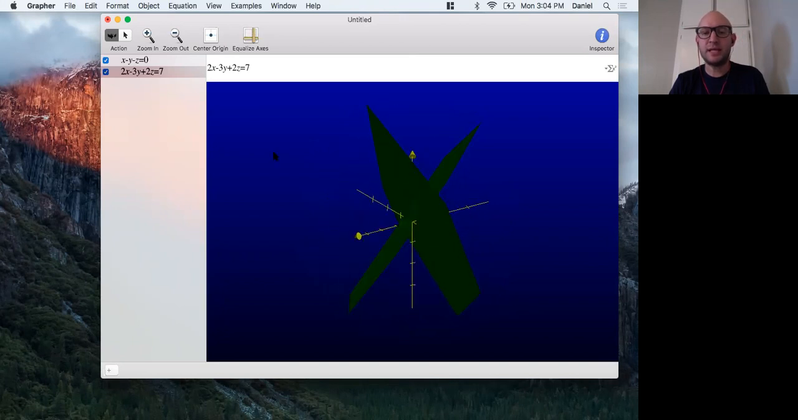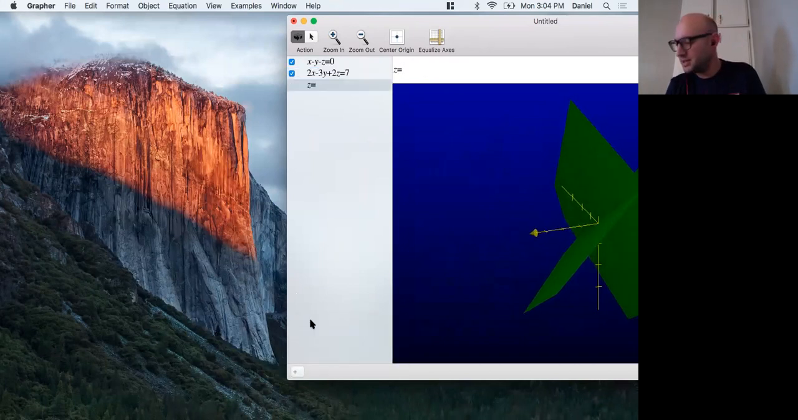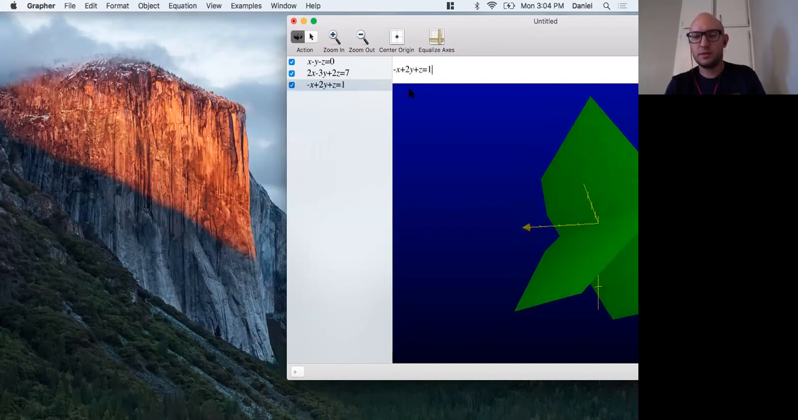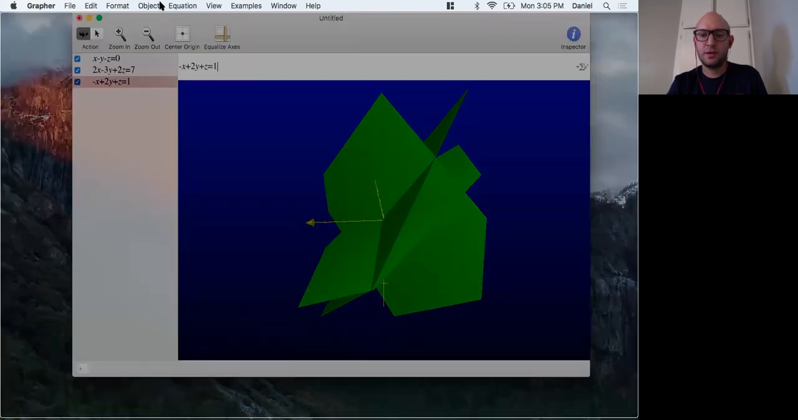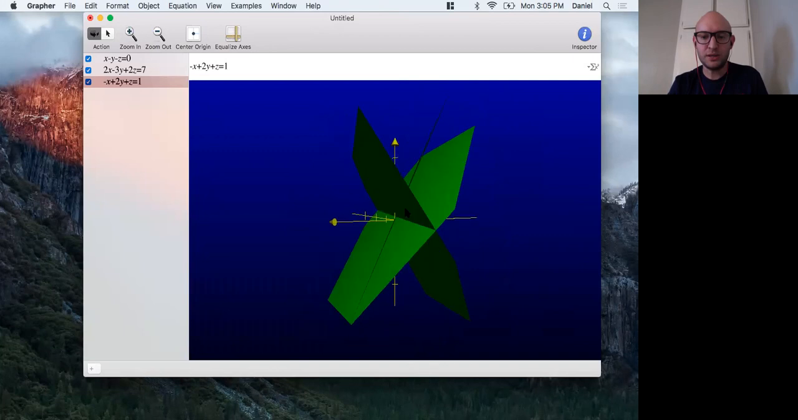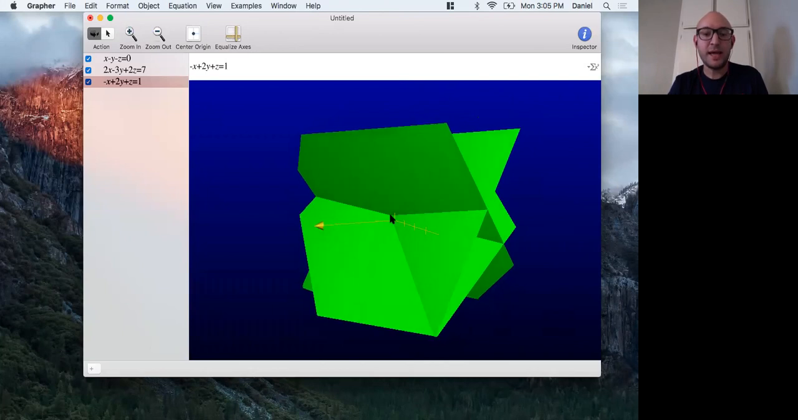So I'll just put in the last equation here. And let me see. This is going to be, let me write it how they have it here. Negative x plus 2y plus z equals 1. Okay, now we got a bunch of things. This becomes a little bit harder to visualize, unfortunately. But do you guys see that they all kind of meet at this one point? There's this intersection point right here. And that's your solution point.